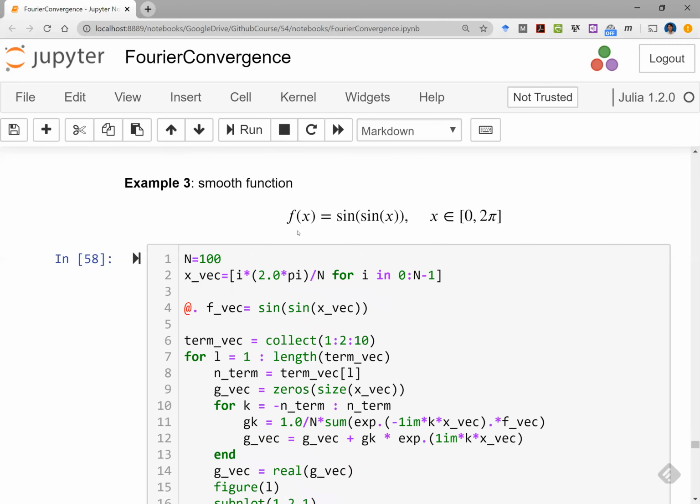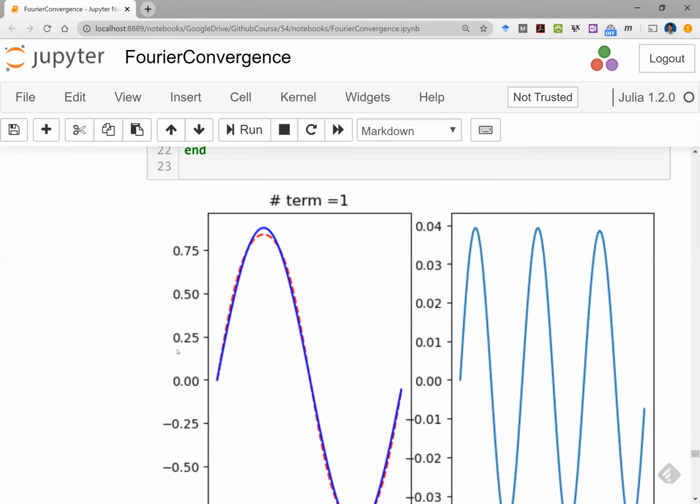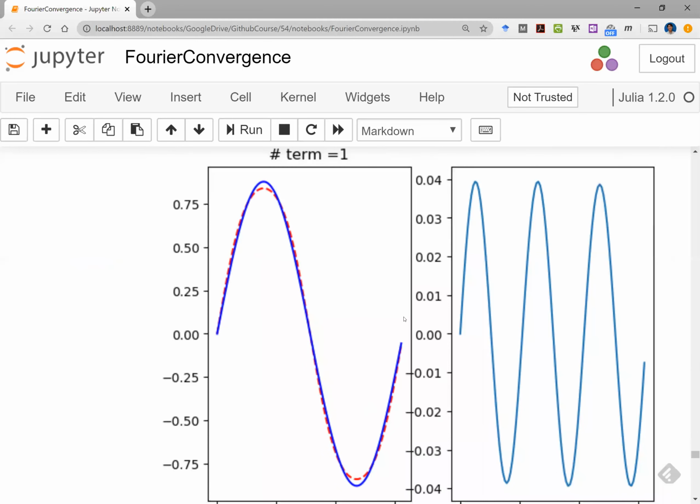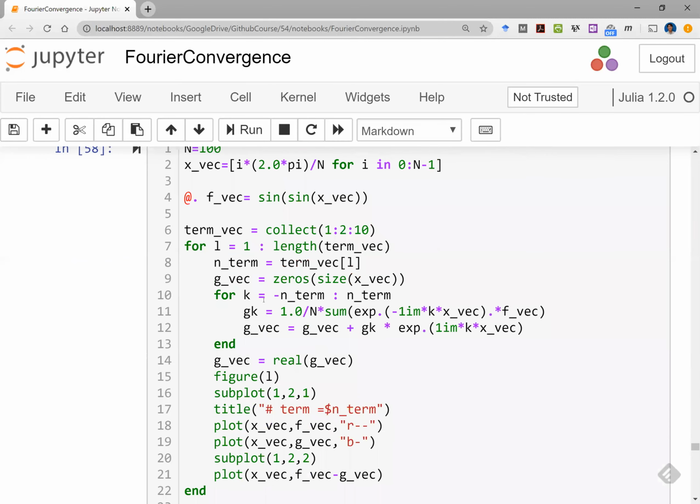Now let's consider really a smooth function. This is a function which is of period 2 pi, and I consider a function which is the composition of a sine and a sine. How does it look like? It looks like this. It's not really a sine or a cosine. It's a more complex function.